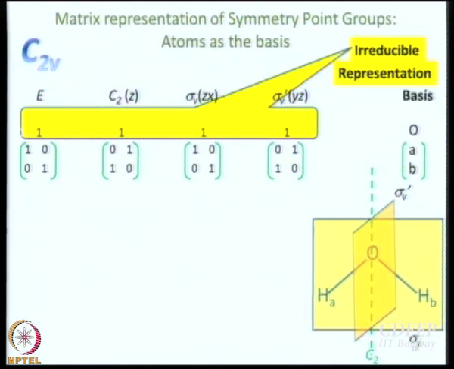O does not change means what? Character of 1 means it is symmetric, right. So, O is symmetric with respect to all the symmetry operations, right. So, when you have a representation like this, everything is 1, then you call it the totally symmetric representation. It's 1 1 1 1 or 1 1 1 or 1 1 1 1 1 1, whatever it is. If all the characters are 1, or if all the numbers are 1, for now let us say that, then that is called a totally symmetric representation.